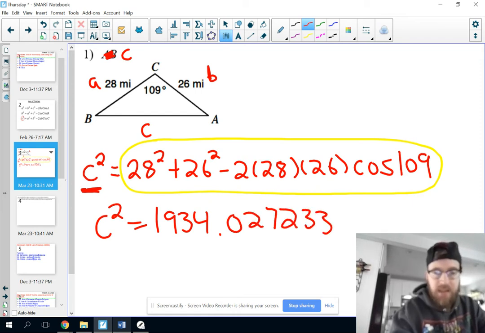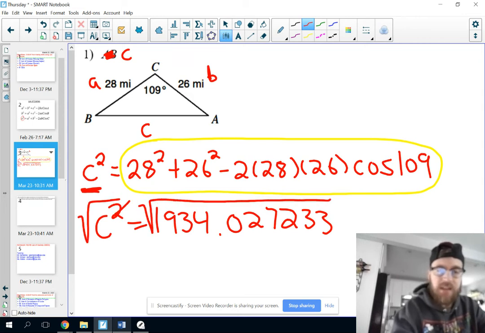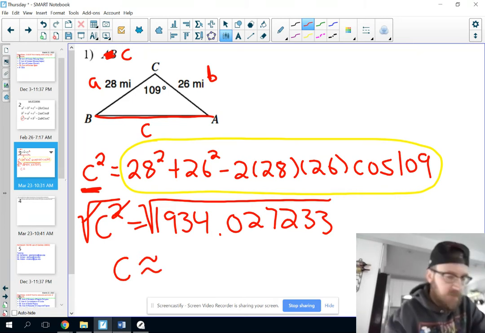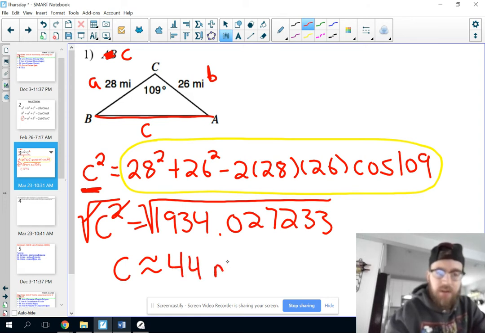1,934.027233. The last thing we need to do to get rid of that exponent is square root. So we square root each side, and that cancels out our exponent. We're left with just little c, or side AB that we're trying to solve for, is equal to about, take the square root of that number, 43.97. We're going to be rounding to the nearest tenth again. So 44, and our units for that side length are miles. So that's law of cosines.